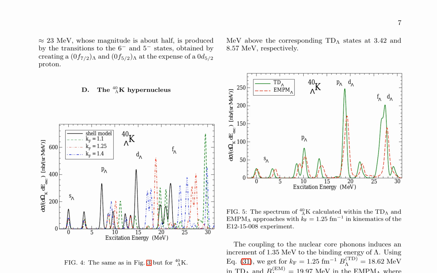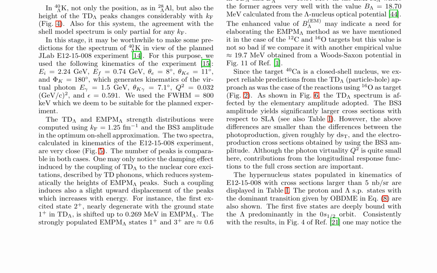The authors investigate the electroproduction of hypernuclei, specifically 40 Λ K and 48 Λ K, using the TDΛ and EMPMΛ approaches. They compute the strength distributions for these systems, considering the coupling of TDΛ to nuclear core excitations, which induces a damping effect and a slight upward displacement of the peaks. The binding energy of lambda is also affected, with an increment of 1.35 MeV for 40 Λ K and 1.51 MeV for 48 Λ K.